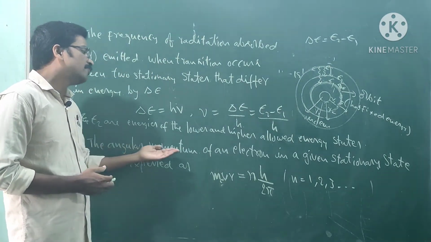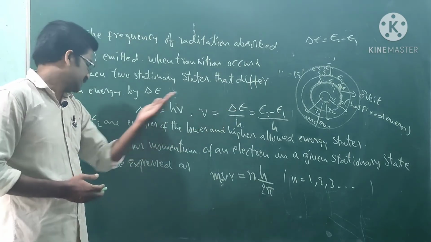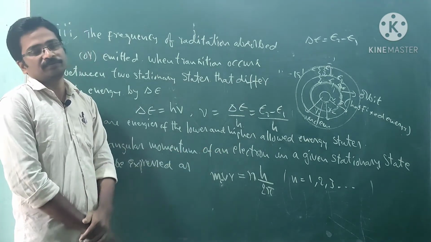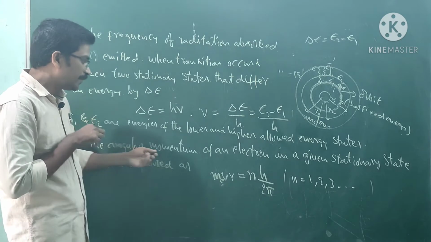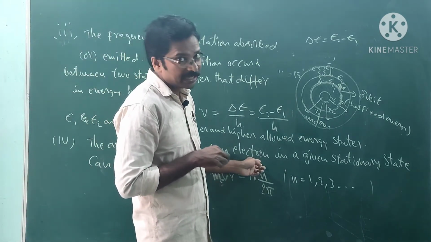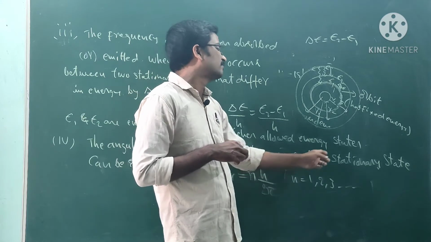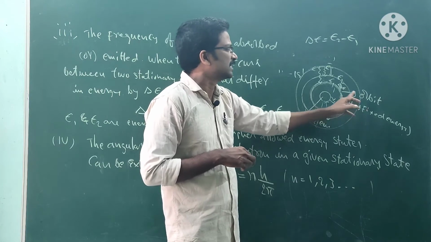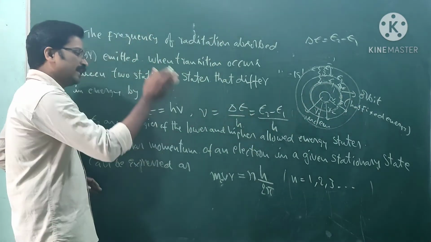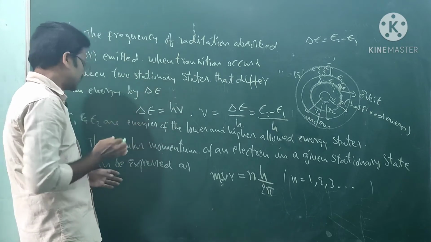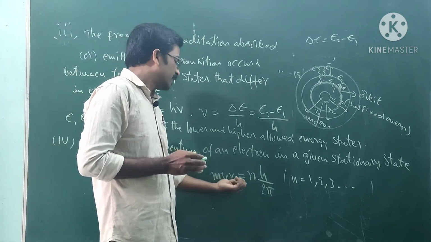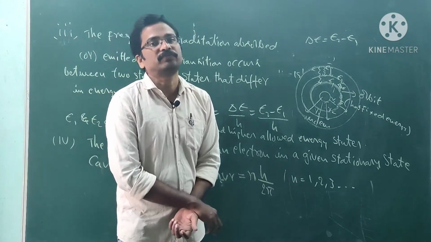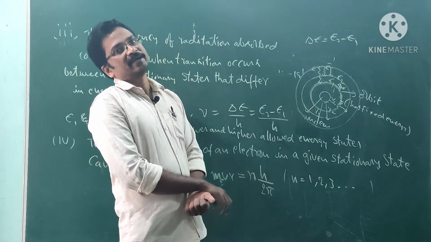The angular momentum of an electron in a given stationary state can be expressed as mvr is equal to nh by 2 pi. These are stationary states, each one is a stationary state. The angular momentum of an electron in a given stationary state can be expressed as mvr is equal to nh by 2 pi.